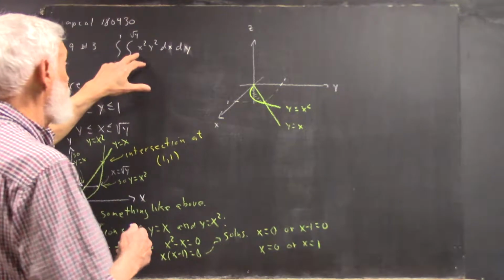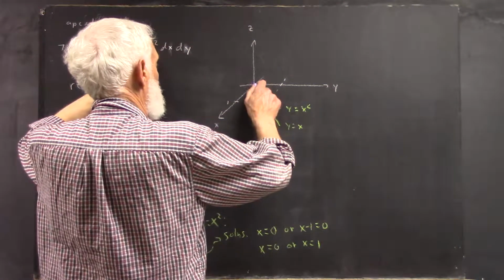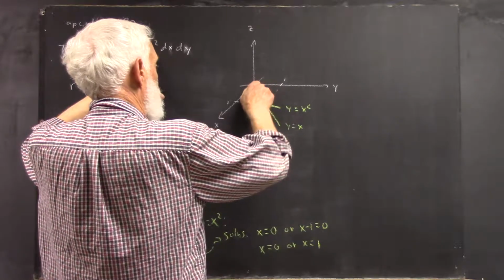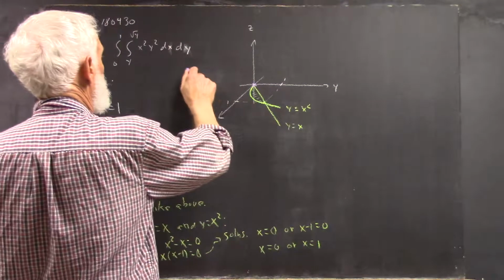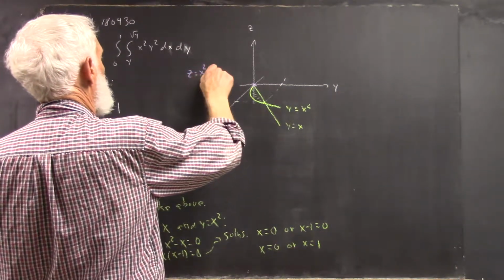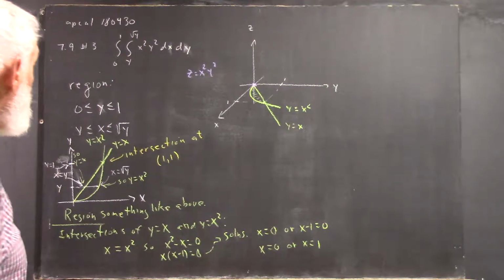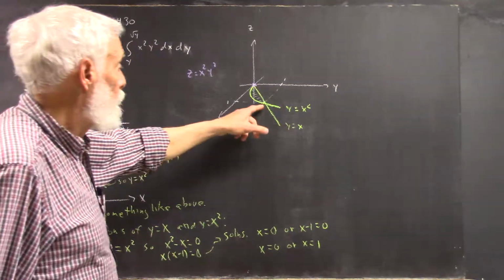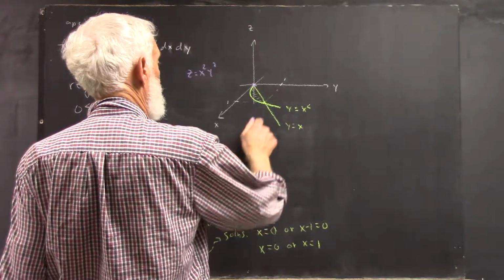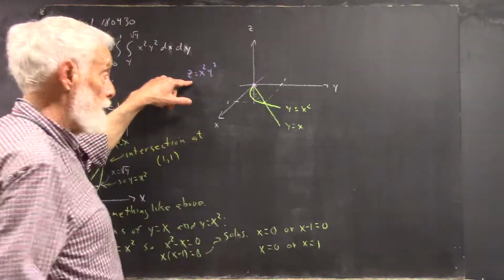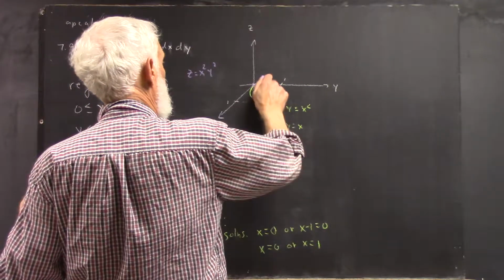Well, if x and y are both 0, then z equals x squared y squared is going to be 0, right? So we're looking at z equals x squared y squared. Now, if x and y are both 1, which occurs at this point, then what's the value of z going to be? Well, it's going to be 1 squared times 1 squared. It's going to be 1, right?